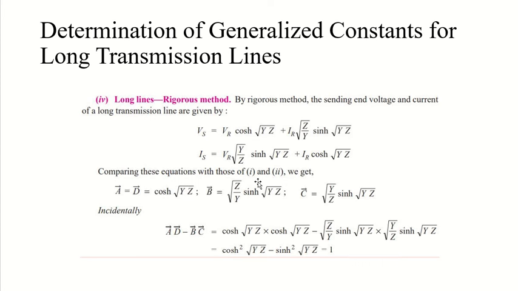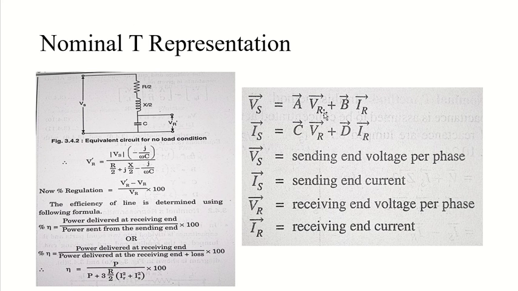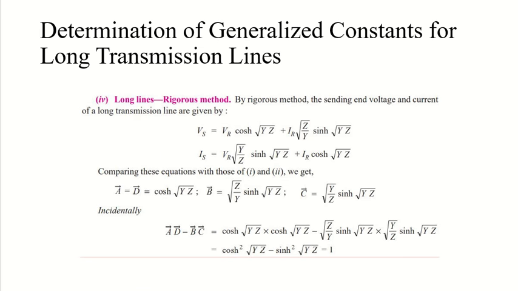When you compare it, you will find the value of A will have great significance with this cosh under root yz, because except for A, the other term was only Vr, right? See here, except for Vr we have A, and except for Ir we have B, right? So when we compare both of these formulas, we will find the values of A, B, C, and D.